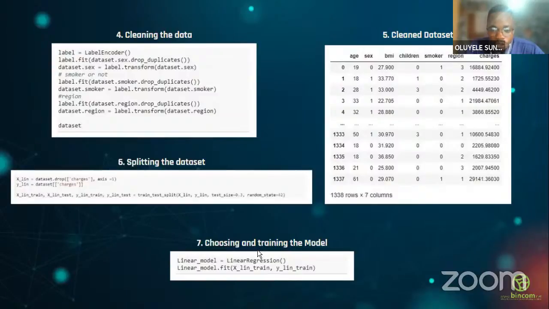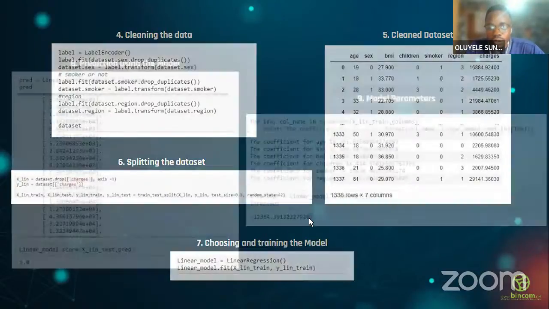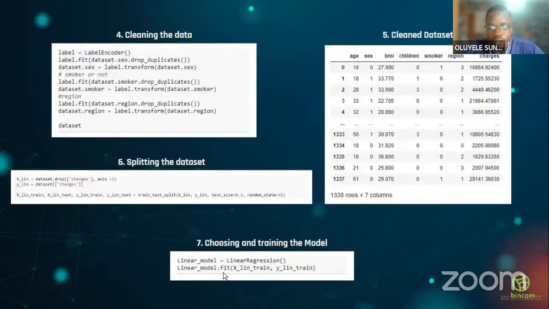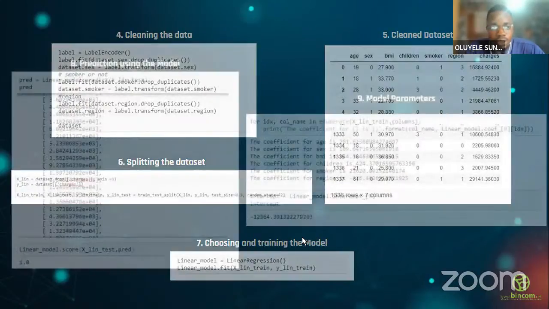After that, we choose the model we are going to use. We use the linear regression model. It's a model that uses the equation of a line, y equals mx plus c. We fit the data into the model, and we perform the training using that fit, this linear dot model dot fit. That was where the training actually happened.